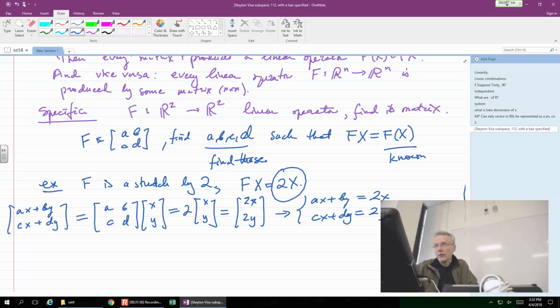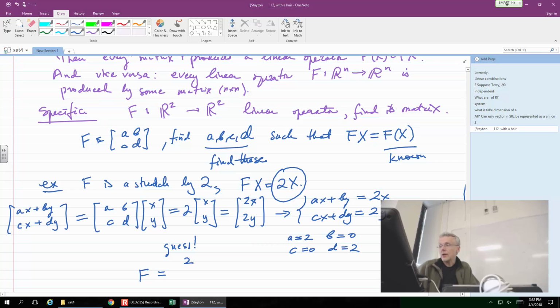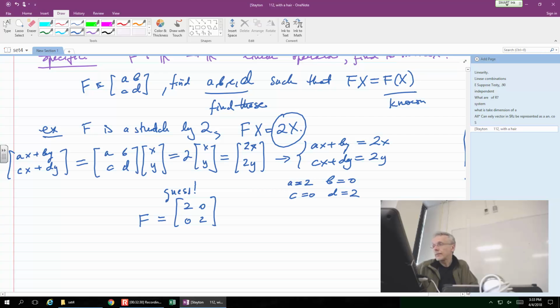Can you guess? A is 2, what else? We need 4 numbers. B is 0, C is 0, and D is 2, right? So our matrix is 2, 0, 0, 2. Okay, so that's a good lesson.